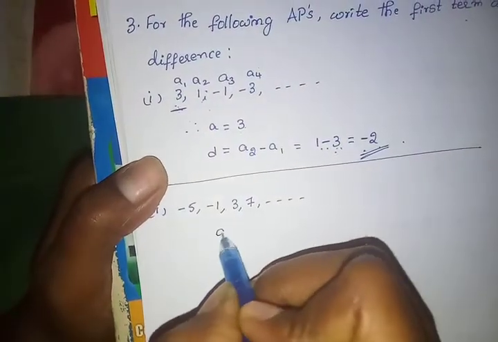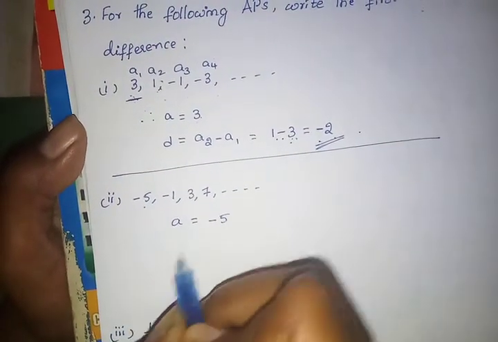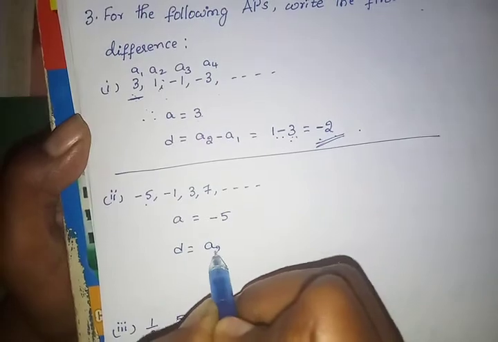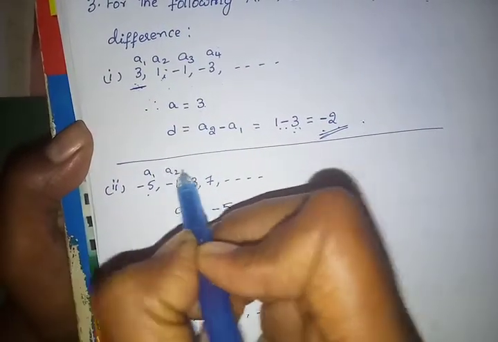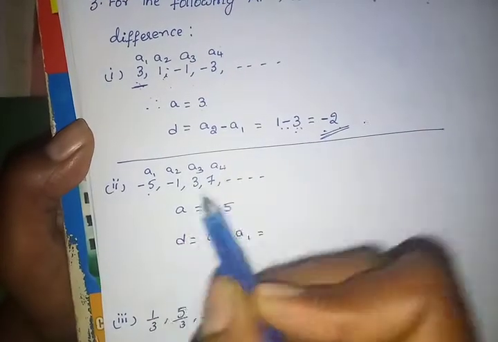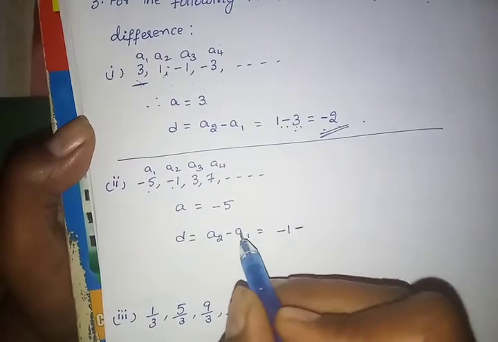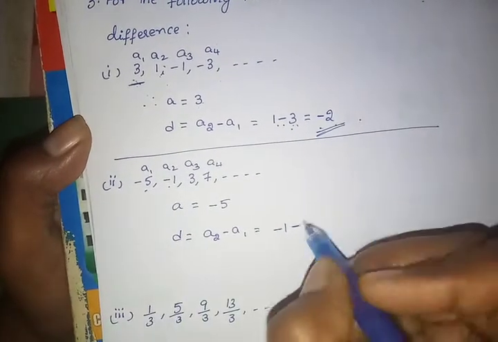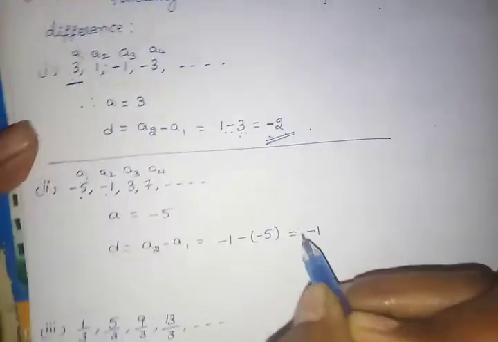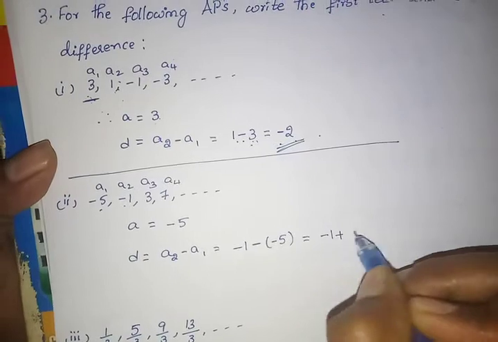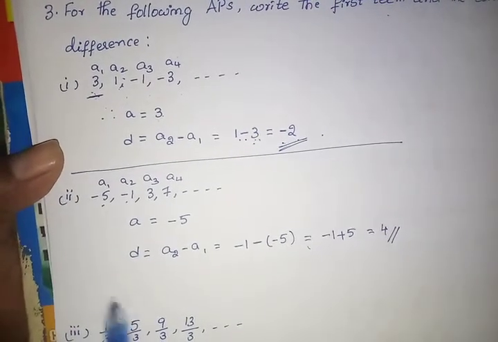See, in this problem, what is the a value? How much is the a value? Minus 5. And what is the d value? a2 minus a1. What is a1 here? This is a1, a2, a3, a4. What is the a2 value? Minus 1 minus a1 value, which is minus 5. Here do this: minus 1, minus into minus is plus 5. 5 minus 1 how much? 4. That's all. Problem is completed.